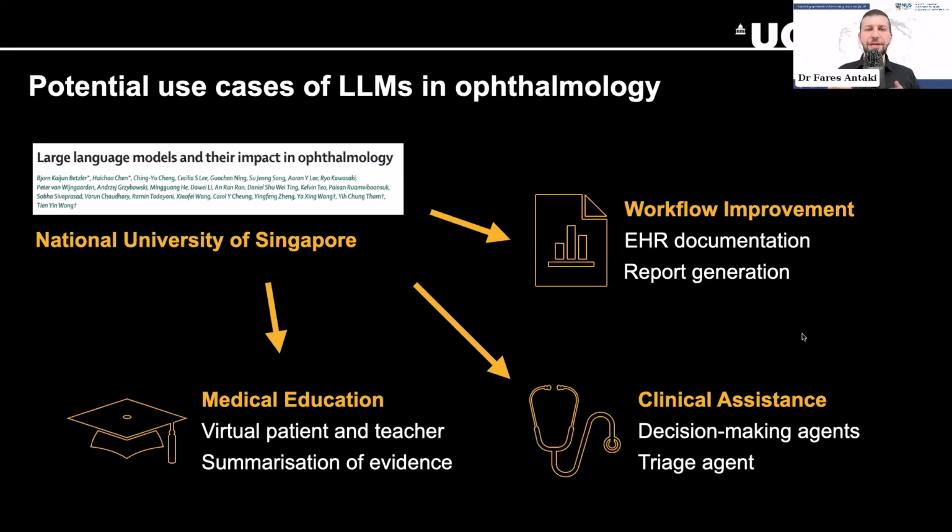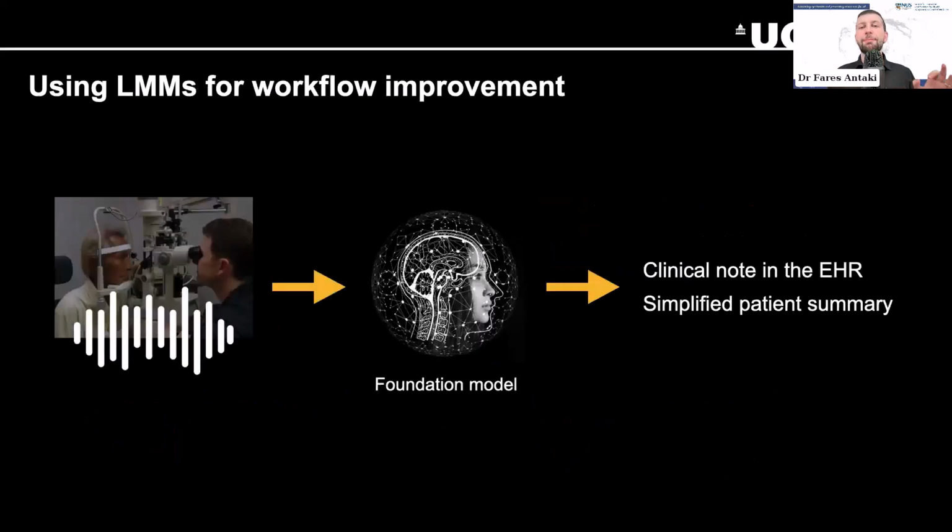The first one is really nice. We would need large multimodal models, which are models that are able to listen, record, transcribe, and then write a clinical note in the electronic health record, and then translate that complex note into a simplified patient summary.